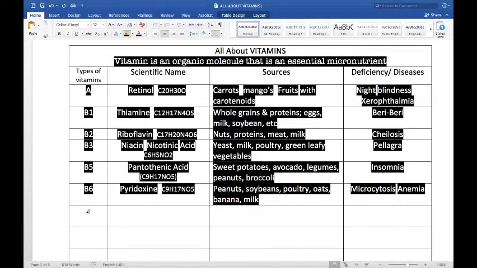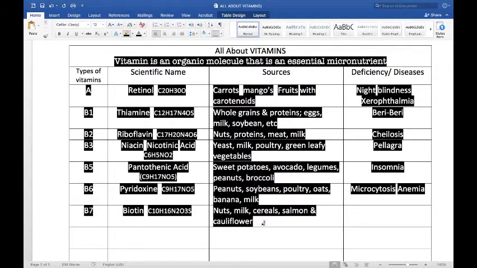Moving on to the next vitamin, vitamin B7. Vitamin B7 is known as biotin, and this is its chemical formula. Biotin can be found in nuts, milk, cereal, salmon, and cauliflower. A lack of vitamin B7 can cause pink eye, rashes, and lethargy.